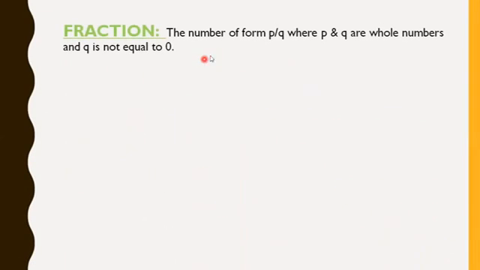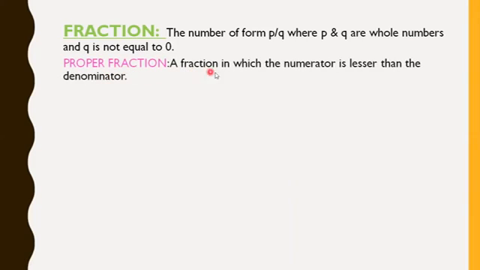Next, fraction: the number of form P by Q, where P and Q are whole numbers and Q is not equal to 0. Proper fraction: a fraction in which the numerator is less than the denominator. Example, 2 by 5, 3 by 7, etc. In this, 2 is the small number and 5 is the bigger number. So the numerator is lesser than the denominator.